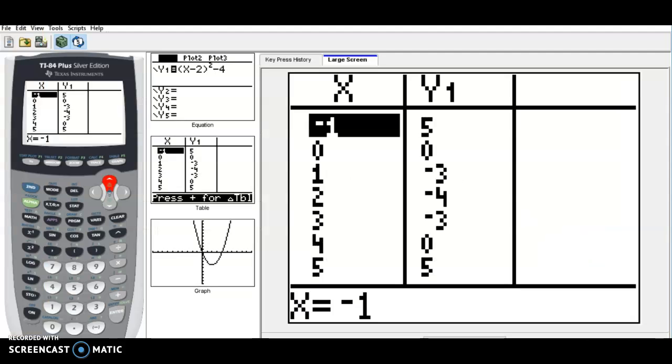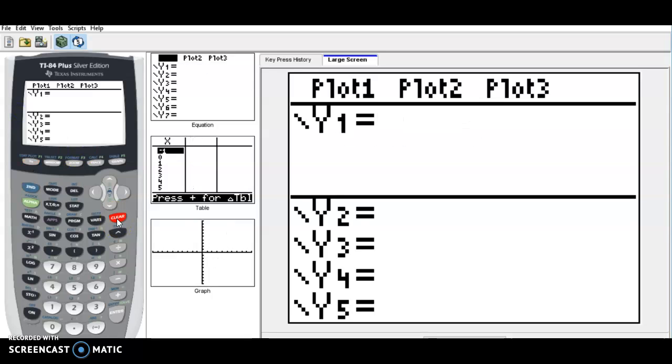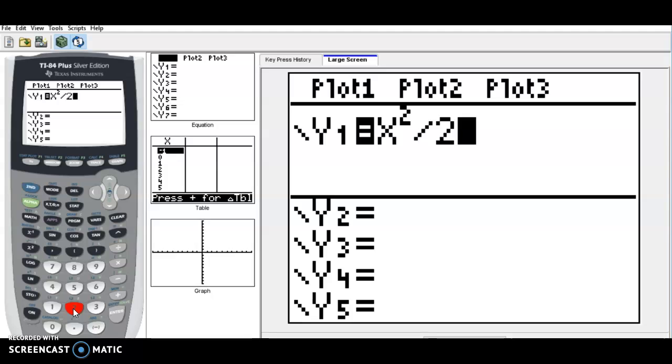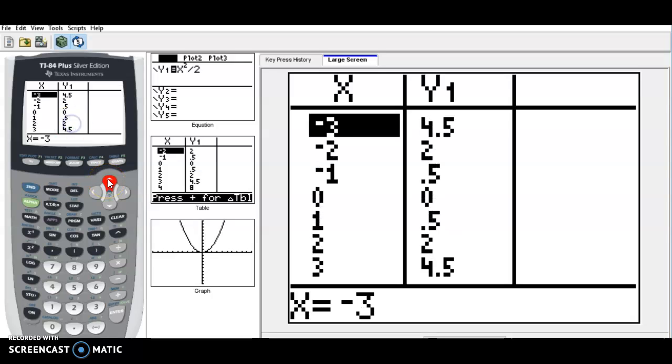So calculator, go to y equals, clear out whatever you may have, and we want to do half of x squared. Well, a few different ways you could do this. I'm just going to go x squared divided by 2. So that will do what it needs to do, which is give me the values for half of x squared. So second graph, and I want to look for that turning point, and it looks like I might need to go up a little bit. Okay, so I think I found it.